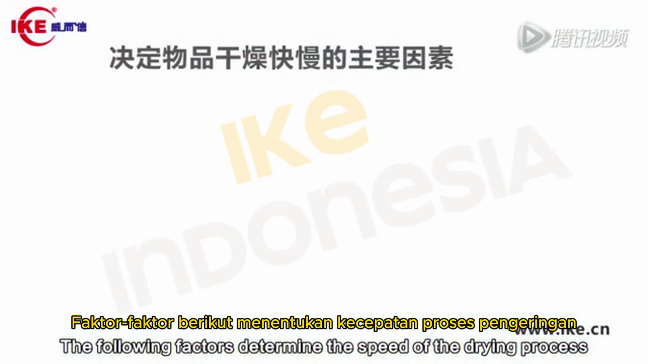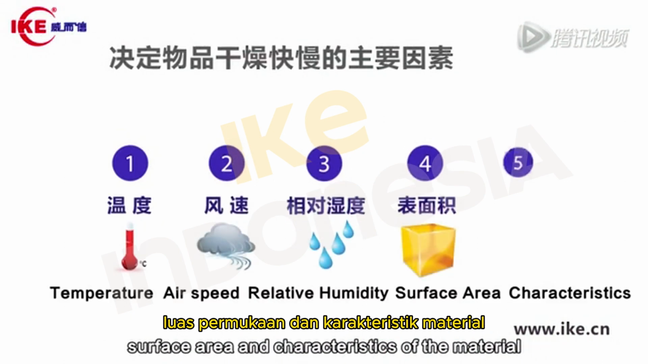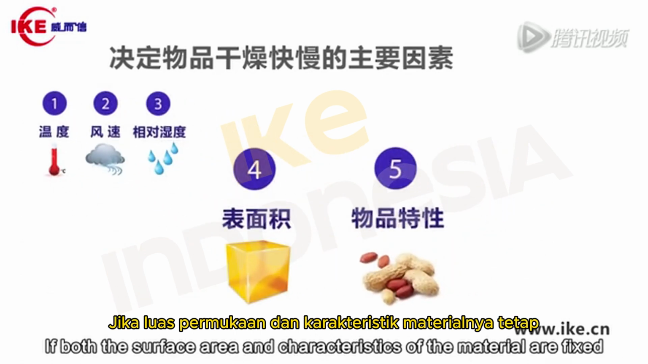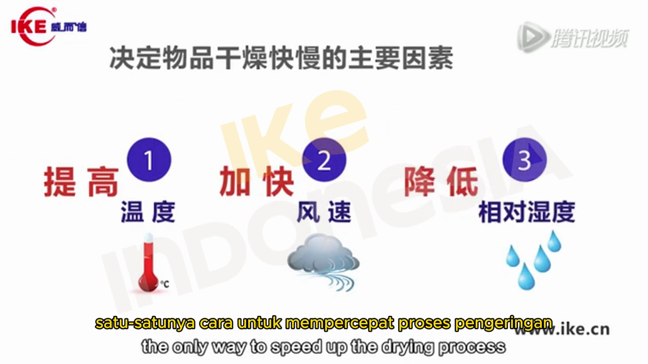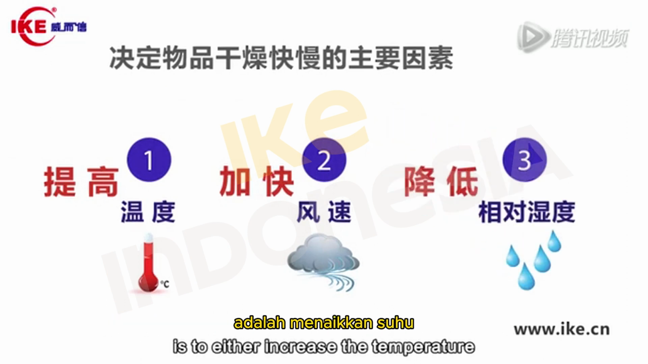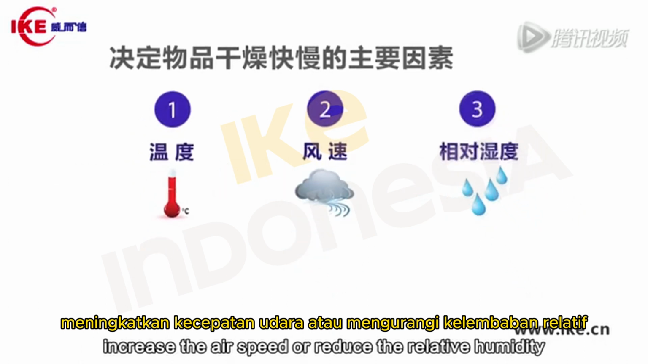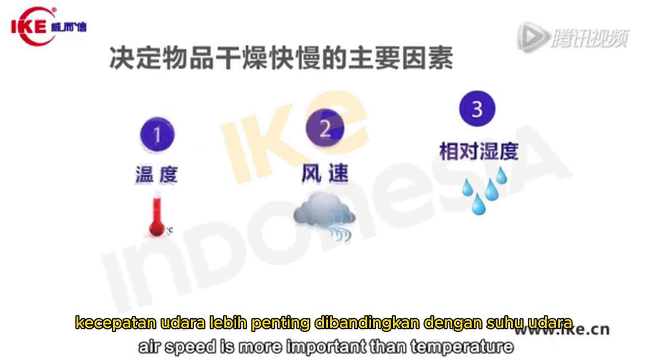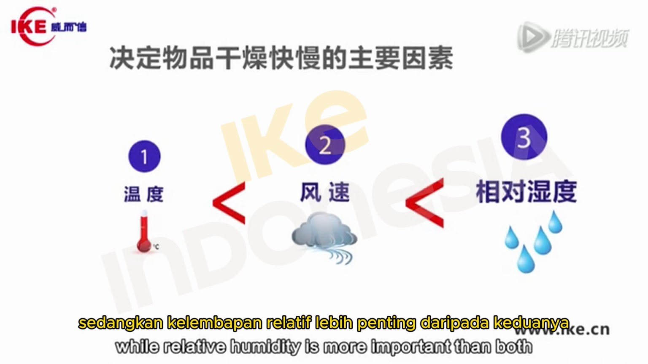The following factors determine the speed of the drying process: surrounding temperature, air speed, relative humidity, surface area and characteristics of the material. If both the surface area and characteristics of the material are fixed, the only way to speed up the drying process is to either increase the temperature, increase the air speed, or reduce the relative humidity. When comparing the effects on the overall process of drying, air speed is more important than temperature, while relative humidity is more important than both.